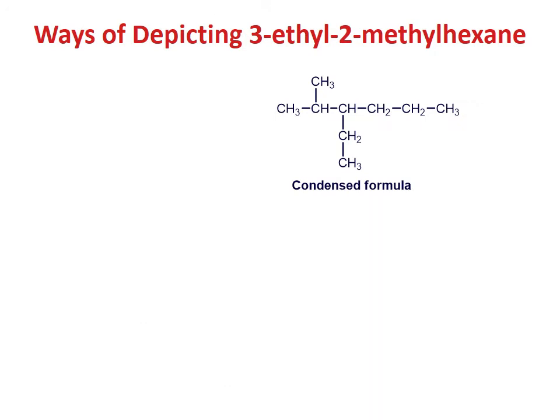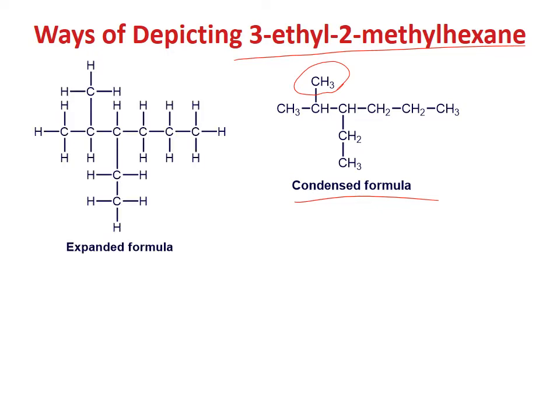Chemists designed different ways to depict organic compounds. Let's use 3-ethyl 2-methyl hexane as an example, the molecule we showed in the last slide. Here is the condensed formula. In this formula, we write CH3 to represent a carbon with 3 hydrogens. It does not show the bonds. In an expanded formula, this carbon shows 3 carbon-hydrogen bonds. So 1, 2, 3.